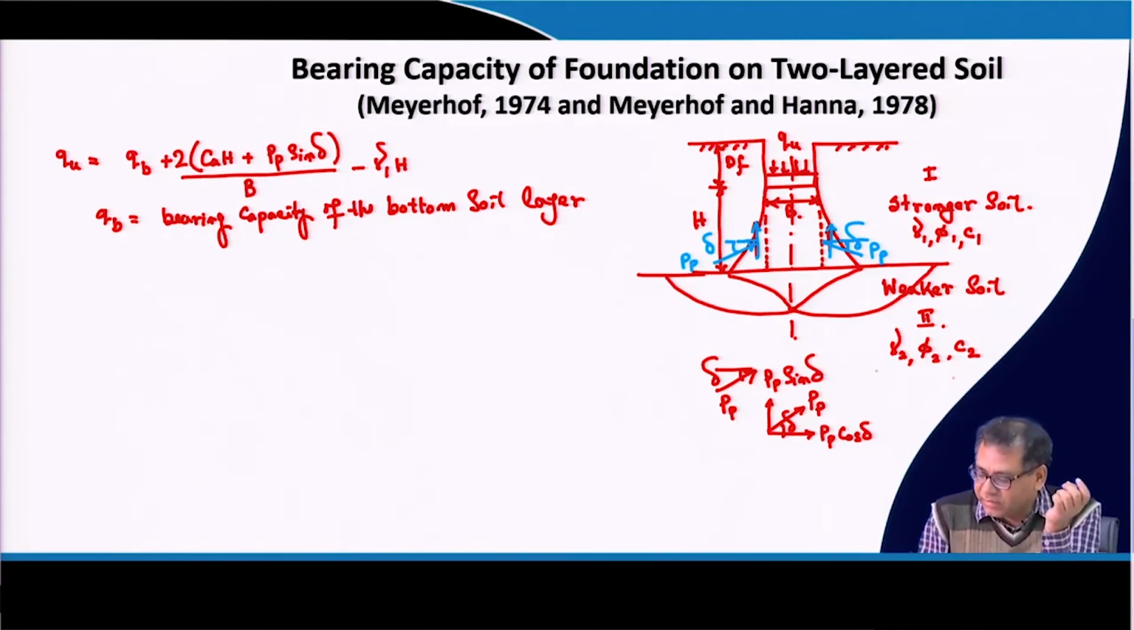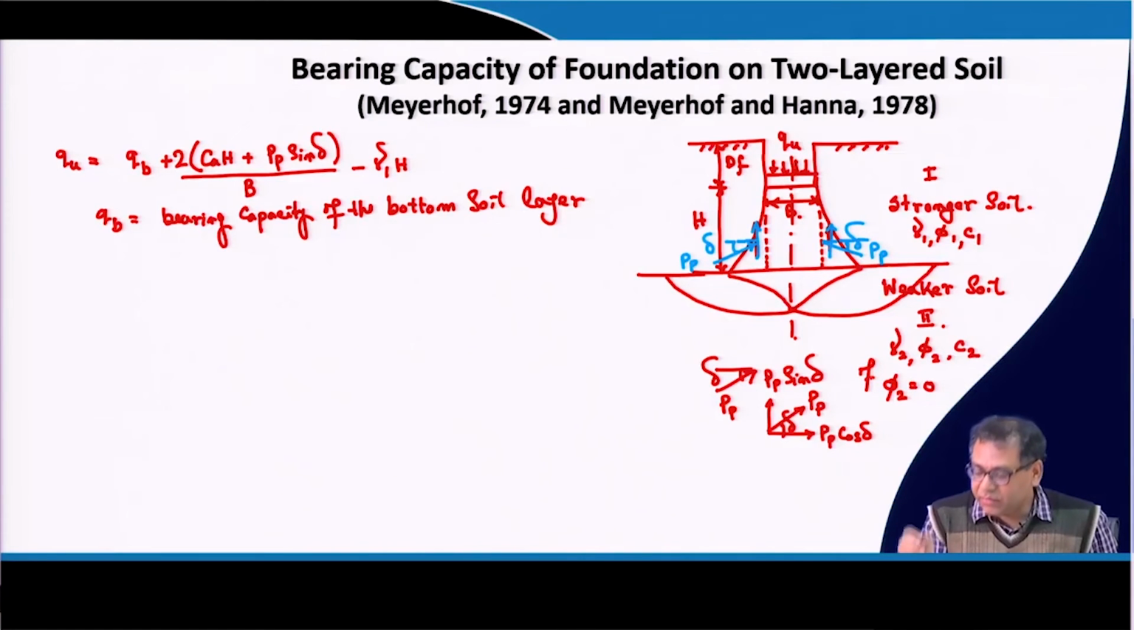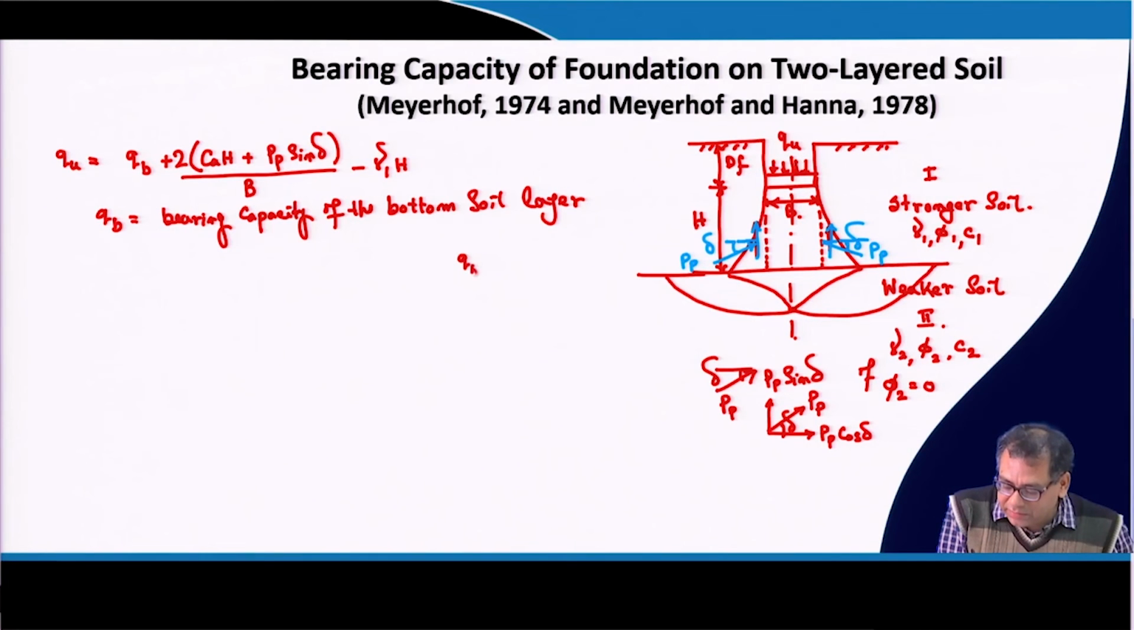If you assume the weaker soil is clay soil, that means in the weaker soil your phi 2 is equal to 0. For the time being, I am assuming that my weaker soil is the cohesive soil, so phi is equal to 0. Now, when you calculate the QB, how do I calculate that? For phi equal to 0, what will the QB expression be?